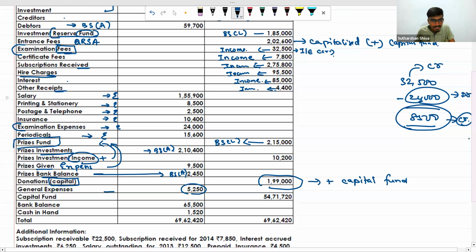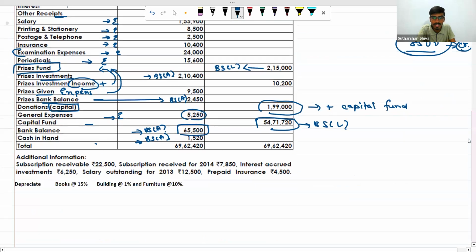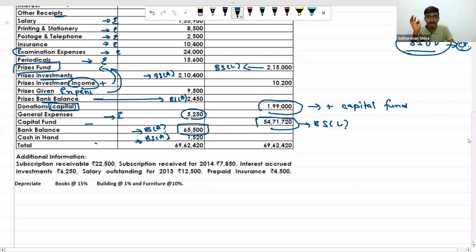General expenses, it is a day-to-day expense. Then capital fund they have given, we will take it to the balance sheet on the liability side. And bank balance they have given, balance sheet on the asset side. Cash in hand they have given, balance sheet on the asset side. Now it's time to do the posting and get the 15 marks. Sure shot 15 marks.